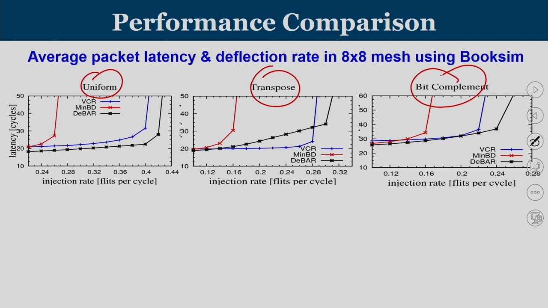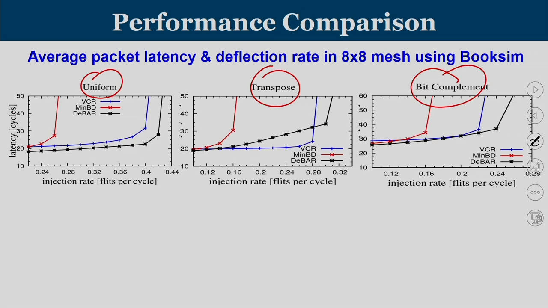What you see on all these graphs is, on the x-axis, the packet injection rate. If the packet injection rate is equal to 1, that means every cycle, every router is injecting a new packet. If the packet injection rate is equal to 0.5, then at every cycle only 50% of the routers are going to inject packets, or a router is going to inject a packet once in 2 cycles. So across various traffic, you can see that the packet injection rate is increasing.